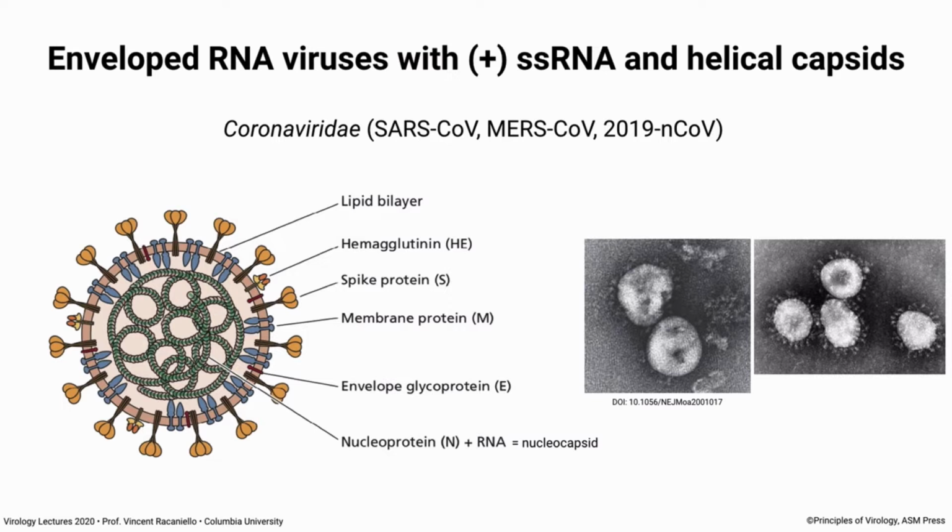Here's a nice picture showing all the proteins we just talked about. You have an enveloped RNA virus that has a plus strand of single-stranded RNA inside. This RNA is looped around nucleoproteins or bound to it, and that becomes the nucleocapsid. It's surrounded by a plasma membrane, a lipid bilayer, and the lipid bilayer has 4 different proteins in it: a hemagglutinin, a spike protein, a membrane protein, and an envelope glycoprotein.